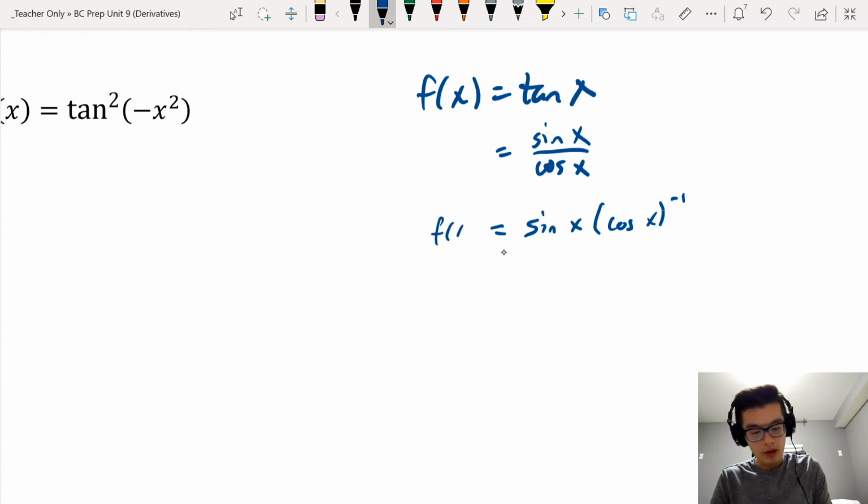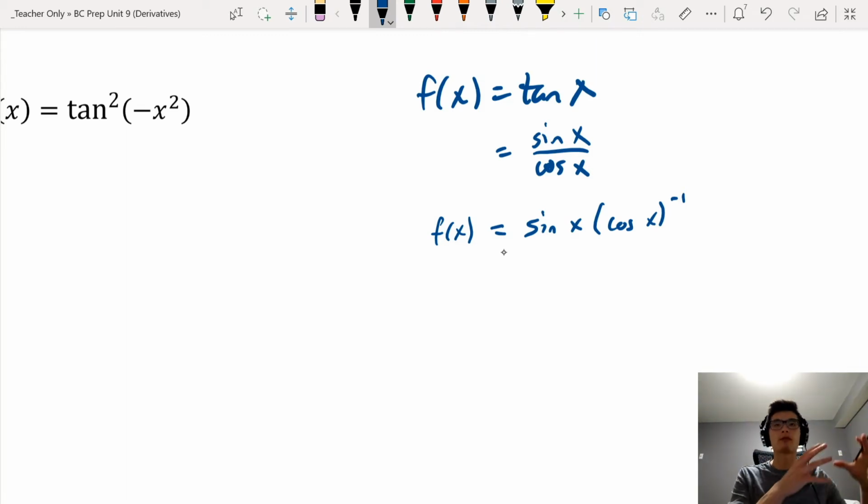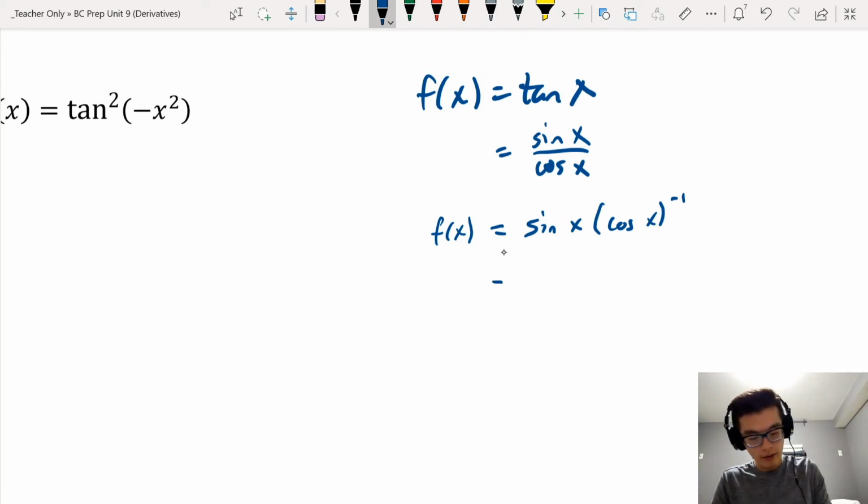And so now we can do chain rule here. Watch. In this case, we're going to start with the product rule. So product rule is the first derivative of the first function times the second function plus the first function times the derivative of the second function, right? So if we go about that, f prime of x is going to be sine of x, derivative of the first. So it's going to be cosine of x times this guy.